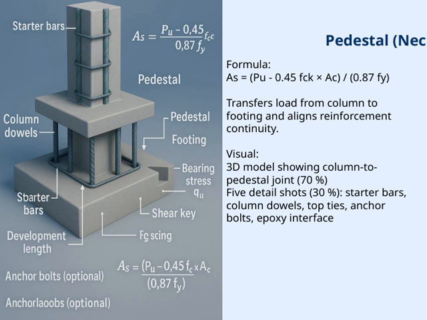In the visual, you'll see a 3D model highlighting the column-to-pedestal joint, which accounts for about 70% of the connection detail. We've also included 5 close-up images showing critical details: starter bars, column dowels, top ties, anchor bolts, and the epoxy interface. These elements all work together to ensure a strong, reliable connection that transfers loads effectively and maintains alignment throughout the structure. Remember, paying attention to these details is vital for the overall safety and durability of the building.